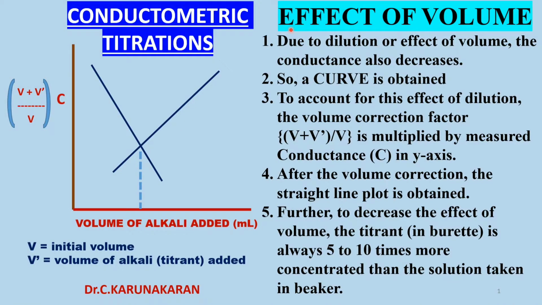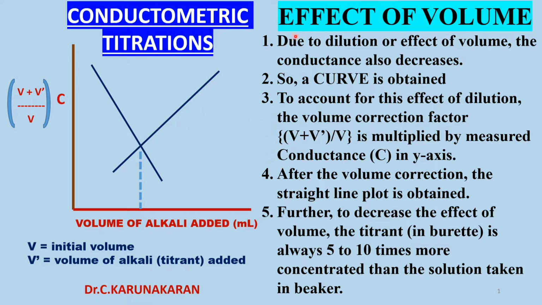What is the effect of dilution on the conductance? For example, when you add alkali to acid taken in the beaker, there is an increase in volume, an increase in dilution. The conductance decreases also due to the effect of volume. So in the titration curve, a straight line is not obtained. Instead, a curve is obtained.